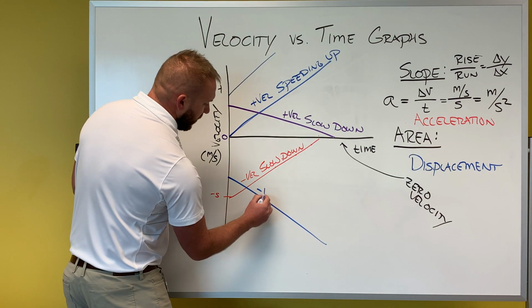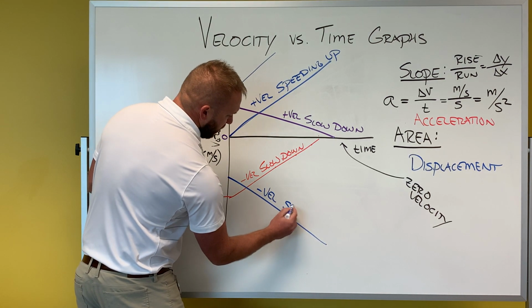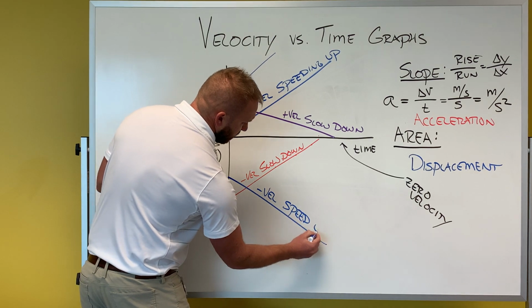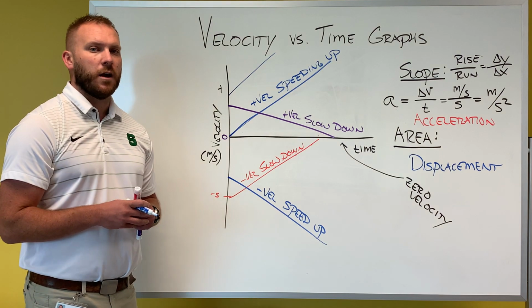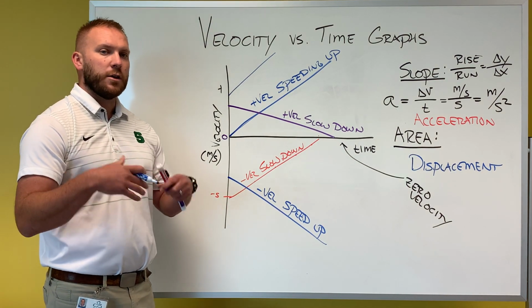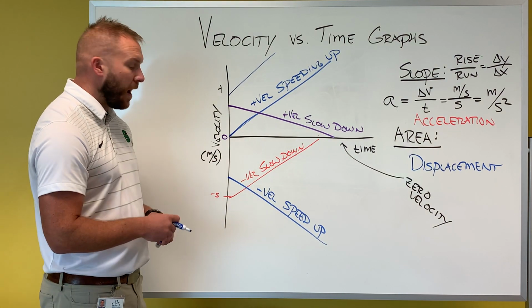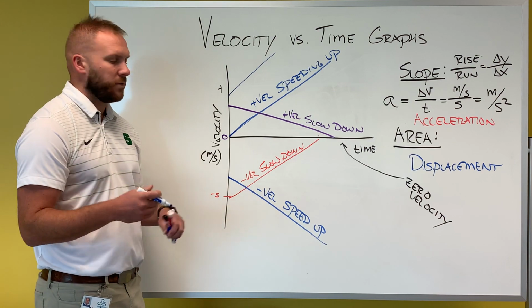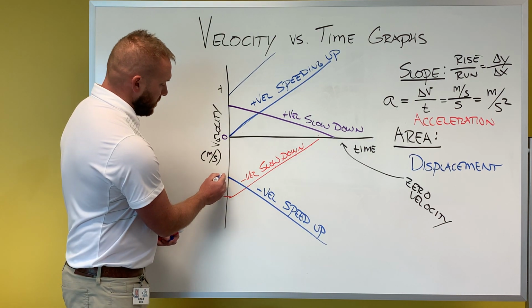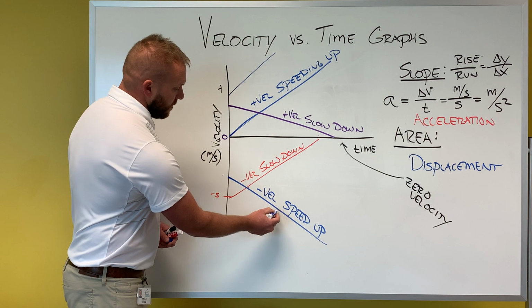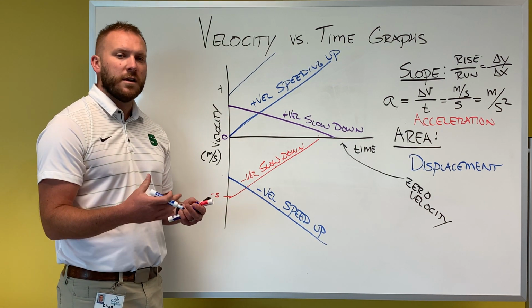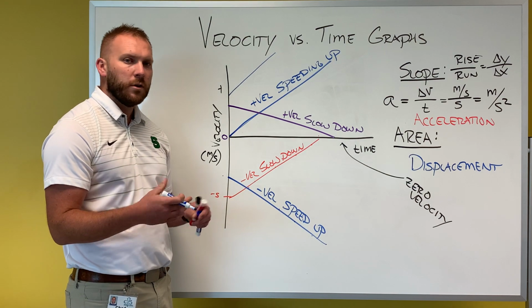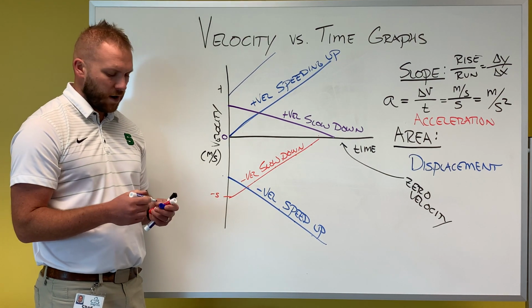Lastly then, this is negative velocity, but speeding up. Again, it's moving away from our 0 velocity line. That means it's getting a greater and greater value or magnitude of its velocity, right? -4, -5, -6, -7, -8. It is increasing its magnitude, it is speeding up. Negative just tells me the direction.